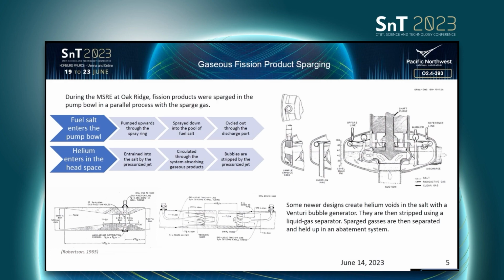The high-pressure jets that were going down could then entrain new helium into the salt, which would circulate through the system and pick up more fission products on their way. Nowadays, newer designs propose something like you see in the bottom left. This was the follow-up to the MSRE, which was the MSBR, the breeder reactor at Oak Ridge that was designed but never built. It's a Venturi bubble generator. Operates in much the same manner. You're introducing very small helium bubbles, and then you strip them back out once they loop back around the reactor. Same idea, a little less violent.